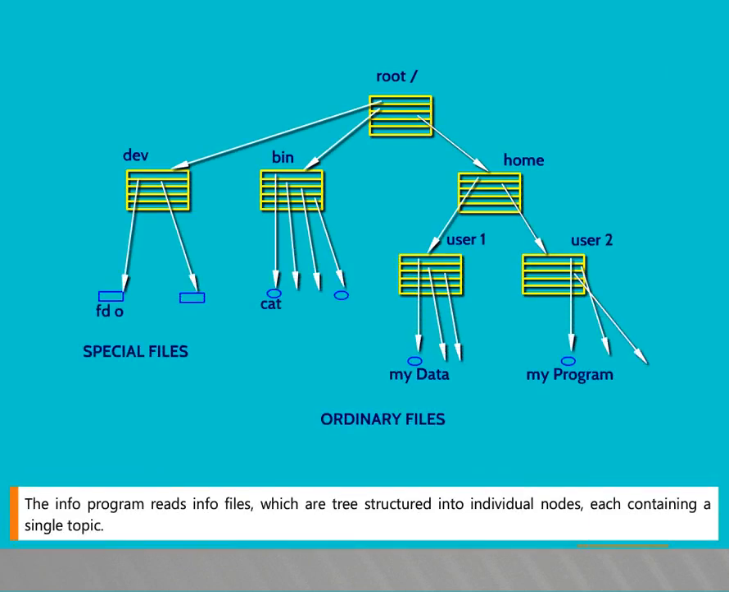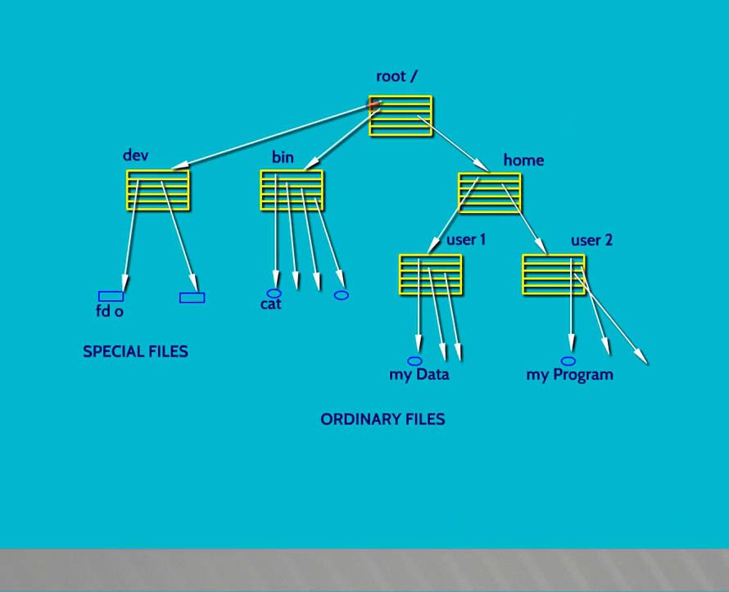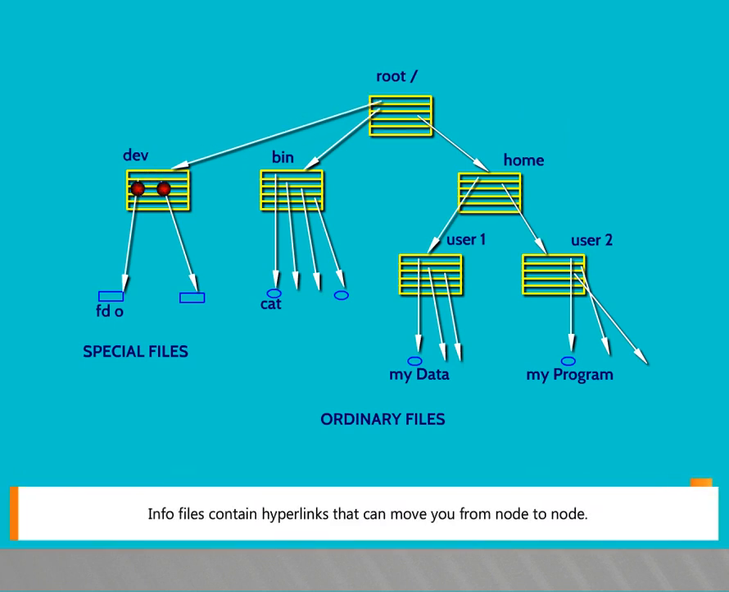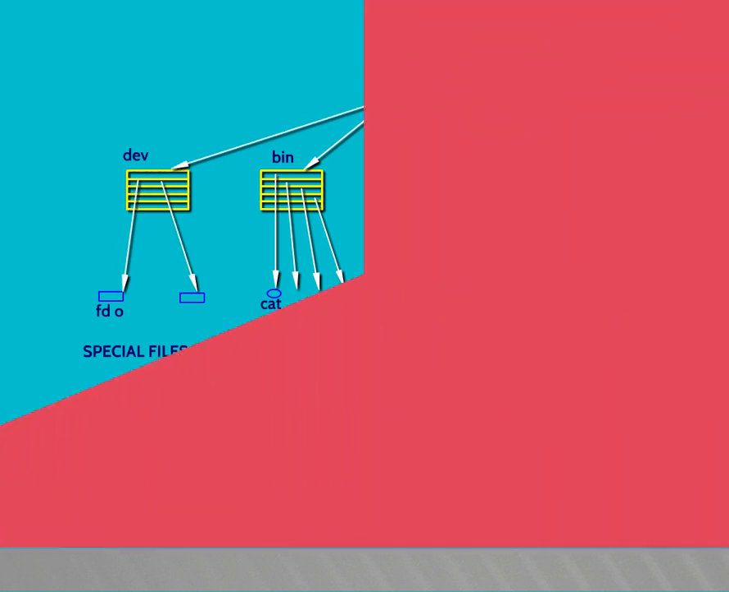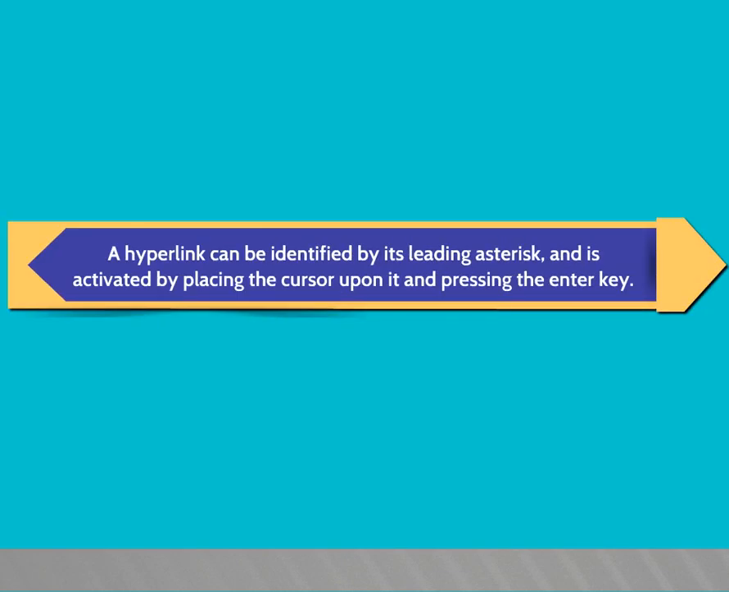The info program reads info files, which are tree structured into individual nodes, each containing a single topic. Info files contain hyperlinks that can move you from node to node. A hyperlink can be identified by its leading asterisk and is activated by placing the cursor upon it and pressing the Enter key.